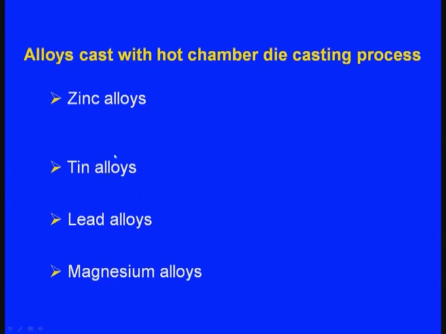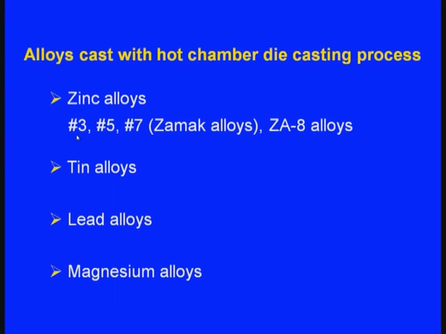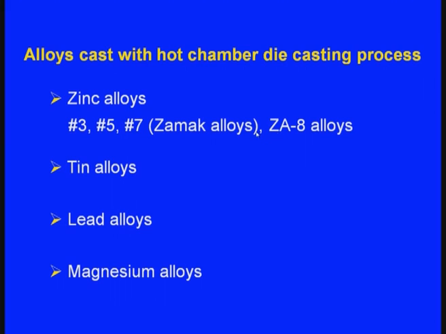Now, alloys cast with the hot chamber die casting process. Zinc alloys can be cast, tin alloys can be cast, lead alloys can be cast, and finally, magnesium alloys also can be cast using the hot chamber die casting process. And what are those? Among the zinc alloys, 3, 5, 7. These are the Zamak zinc alloys. These can be cast using the hot chamber die casting process, and also ZA8 alloy can be cast using the hot chamber die casting process.